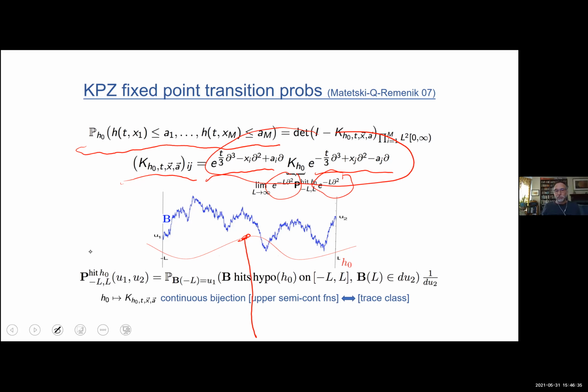And that's your Brownian scattering transform of your initial h0. You plug it into the Fredholm determinant, and that gives you your transition probabilities. And then log differentiating this determinant gives you these KP equations.